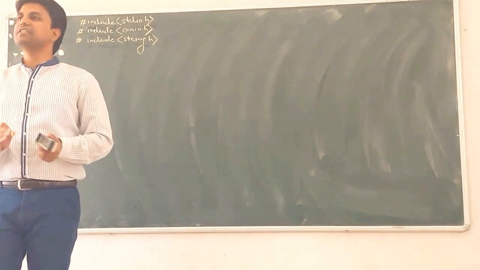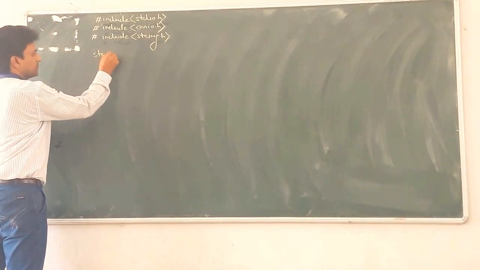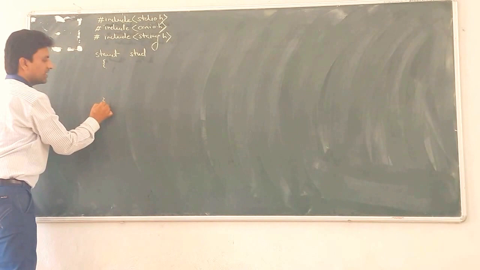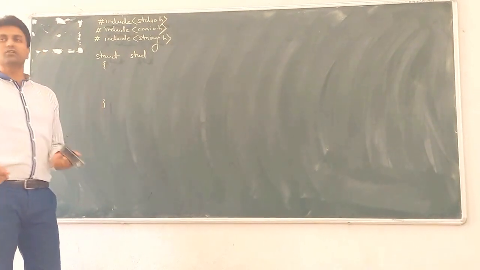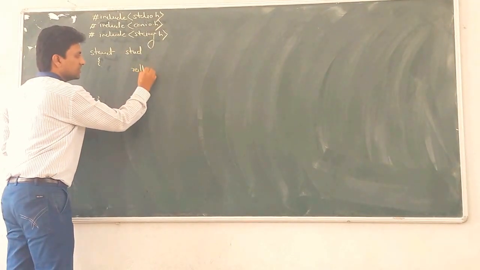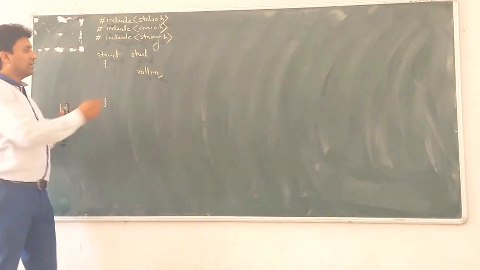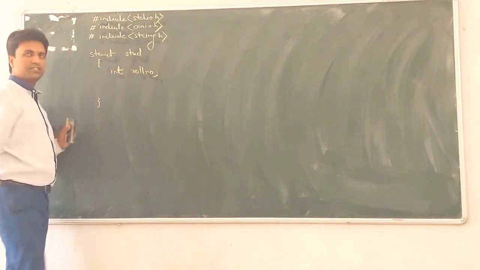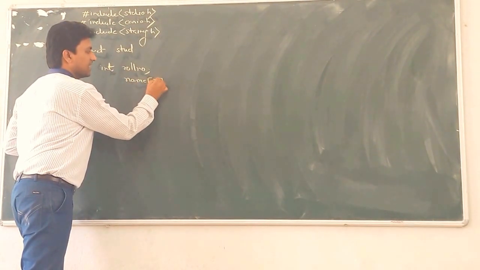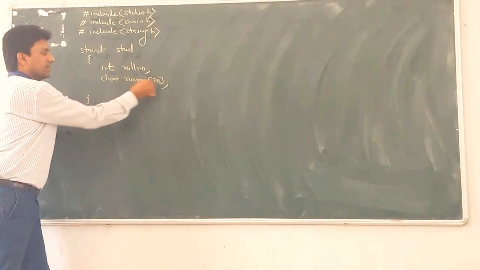Next, define the structure for student. So the keyword is struct, then the name of the structure, suppose student, then in the curly brackets the members of the structure. Clear? So which are the members? First is student roll number, the first data member of that structure. And what is the data type? Roll number is in integer format. Second, name of the student. Obviously it is a character array, so name of the student, 20 characters, declare it as a character array.